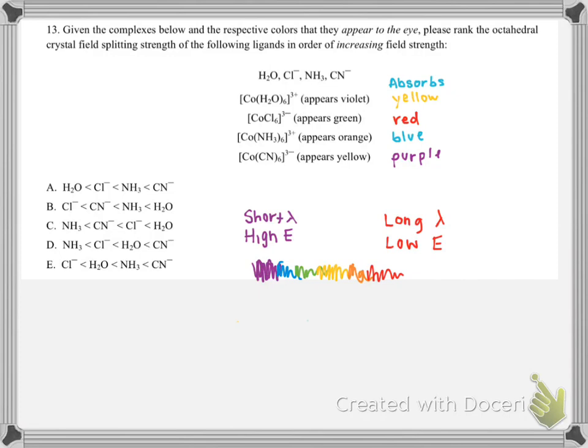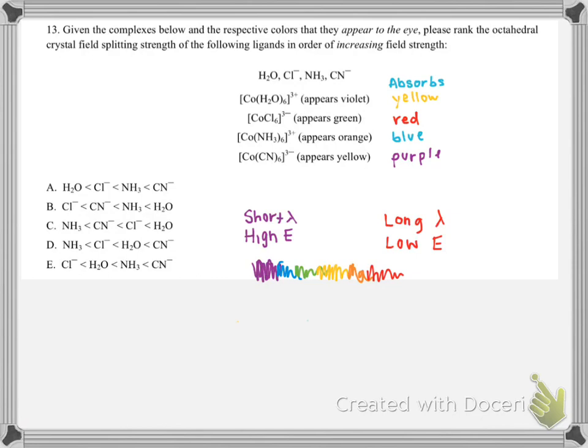In number 13, they have a bunch of cobalt complexes. It's just they've changed what ligand is attached to the cobalt. You can see that we have different colors that the complexes appear. Whatever color the complexes appear, it's going to be the opposite of what they've absorbed. So you can look at the color wheel, and whatever is opposite the color that they appear is going to be the color that they've absorbed. And so I've written those absorbed colors here.